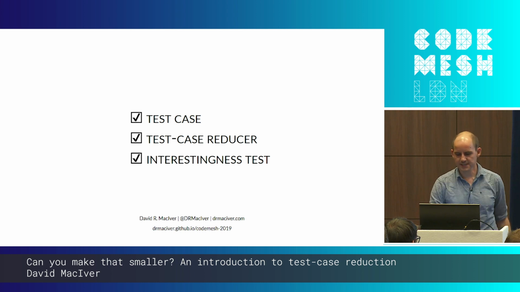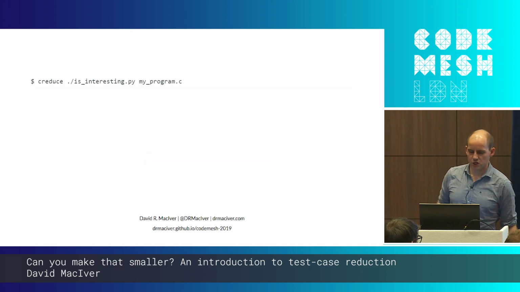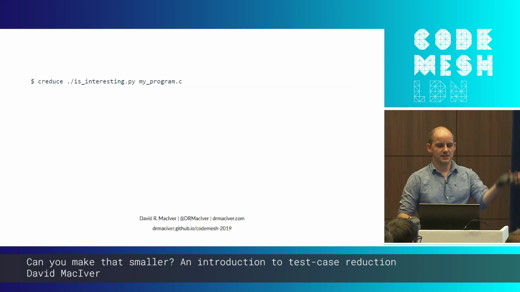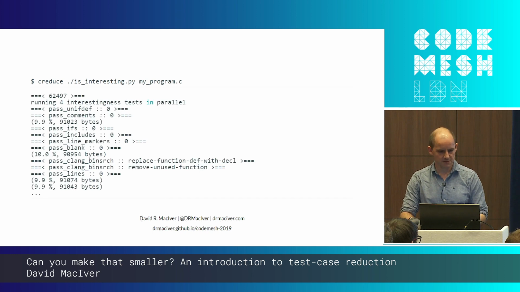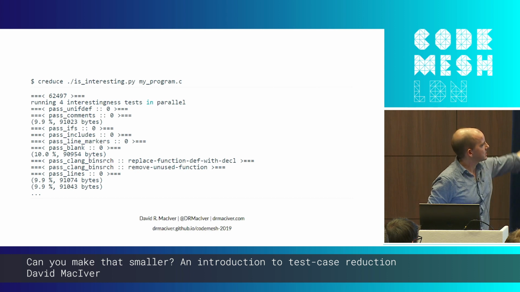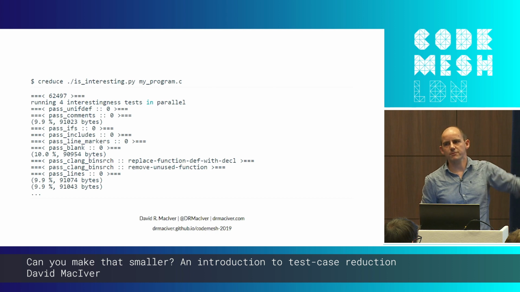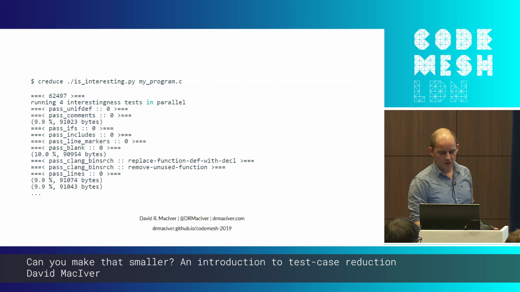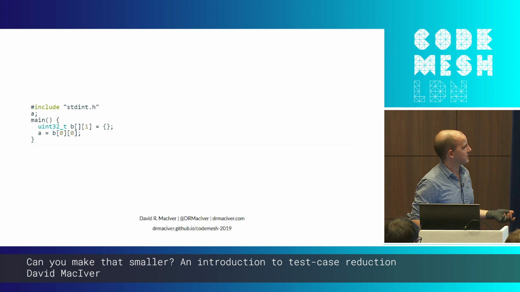And so yeah, now we have a complete set. Now we can do test case reduction. So we run C-reduce, we pass it our interestingness test, we pass it our test case, and we see something like this. We'll see it gradually cutting down the size of the program, trying these different passes that make different transformations to it, and after a while running, we will end up with something that looks like this.